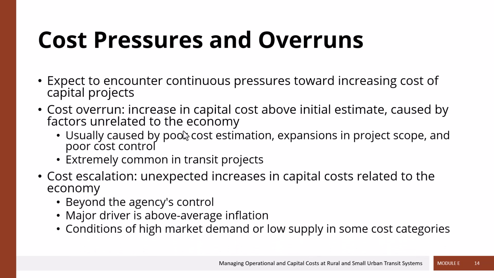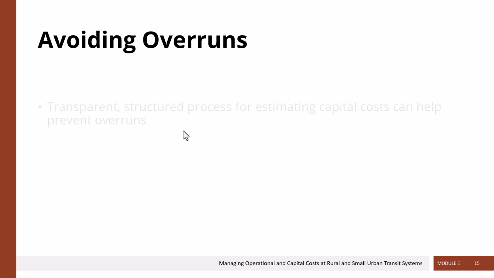Now, sometimes the cost increase is actually caused by factors related to the economy, and this we would just call cost escalation. Now, this is beyond an agency's control in reality, and the major driver is when there's above average inflation in the general economy, and that spills over in many different ways to the capital project or the purchasing of the asset. So, when there's high market demand and low supply in different cost categories, that can cause cost escalation. So how do you avoid going over budget in your capital project?